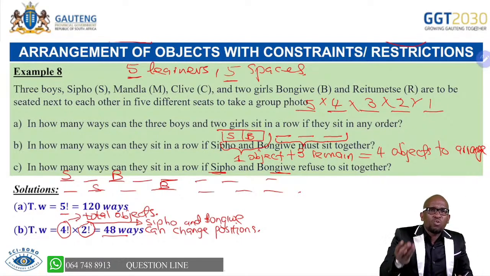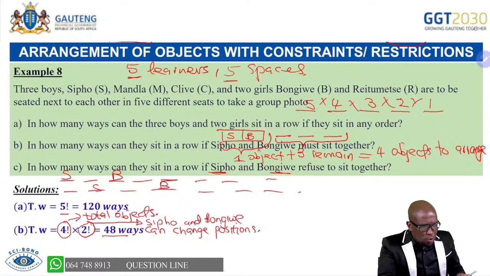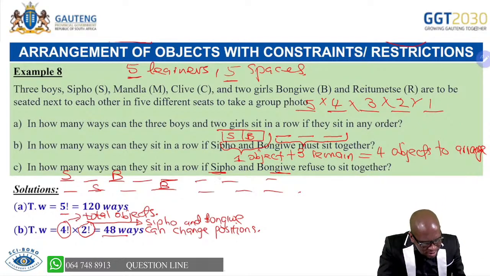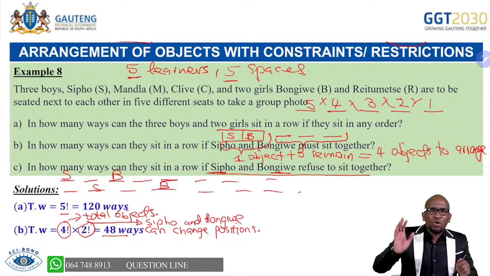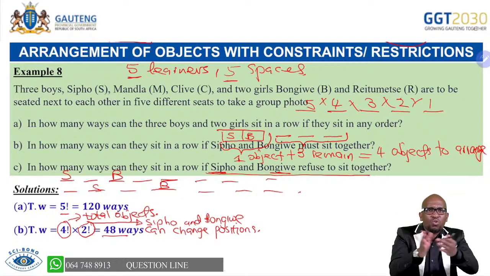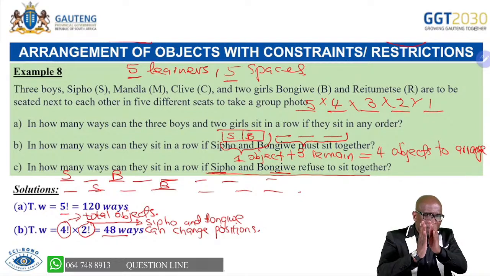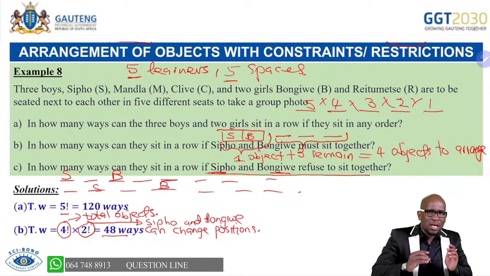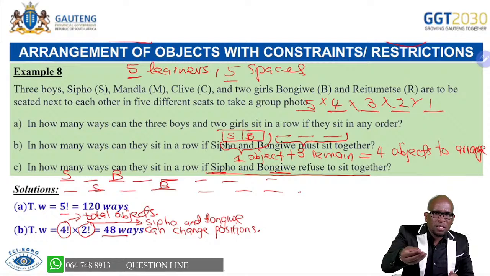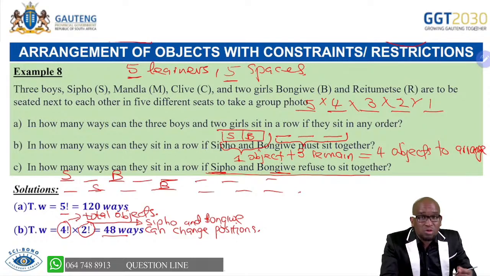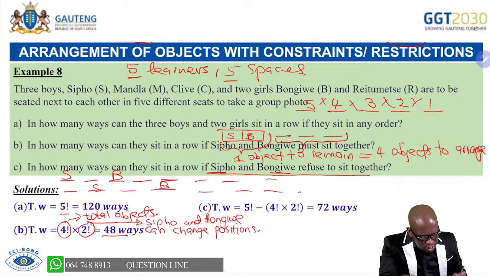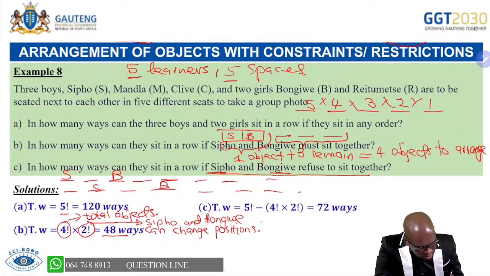So as a result, we are going to revert to counting them by difference. So we are going to say, since we want them not to sit together, we're going to take all possibilities without restriction. That would be 5 factorial minus the number of possibilities where they are sitting together. Then we'll know the remaining possibilities will be where they are not sitting together. The 5 factorial is for all possibilities without restriction.